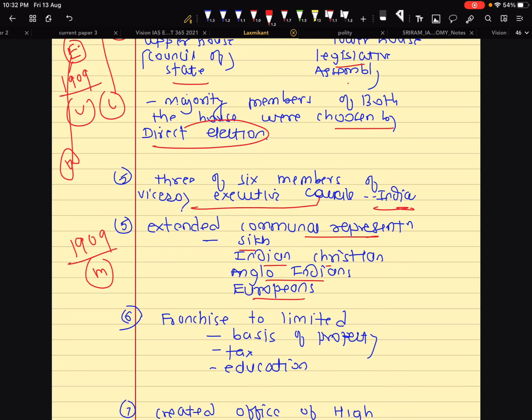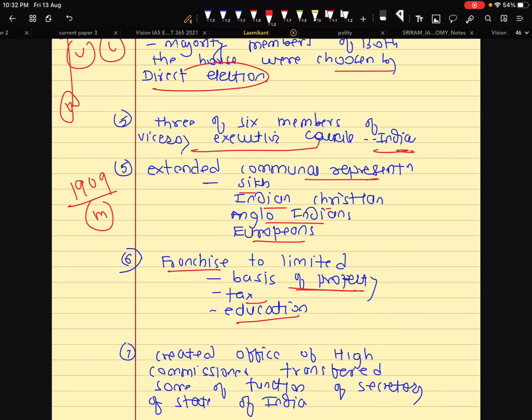Also the franchise was very limited. What is meant by franchise? It means people who can vote. They were limited on the basis of property. If you are a rich person, or if you are paying taxes, or if you are educated, then only you can vote. Else you can go, like that.